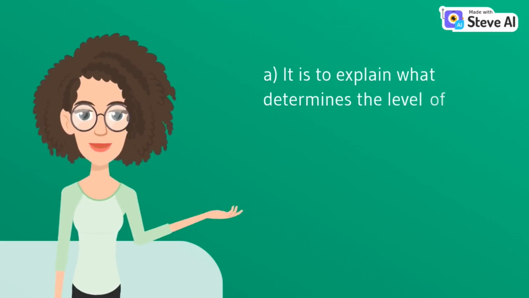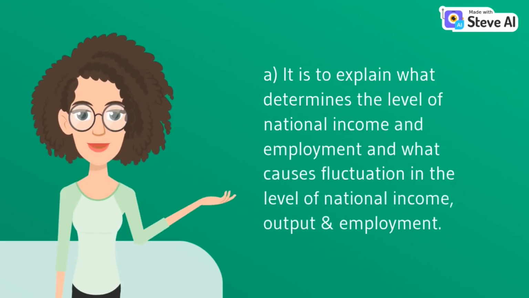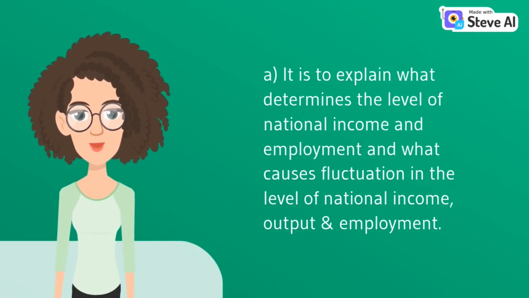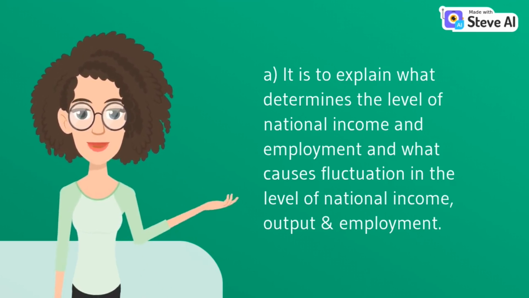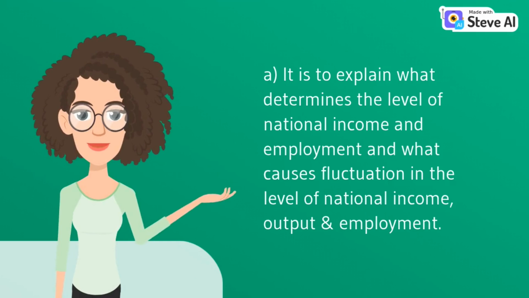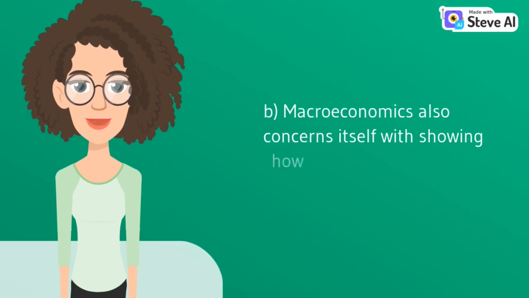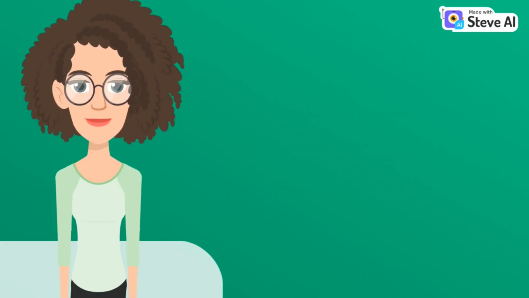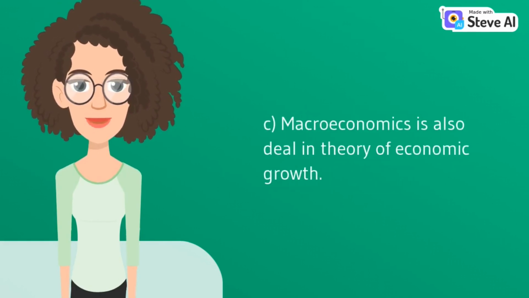Importance. A. It is to explain what determines the level of national income and employment and what causes fluctuation in the level of national income, output, and employment. B. Macroeconomics also concerns itself with showing how the general level of prices is determined. C. Macroeconomics also deals with the theory of economic growth.